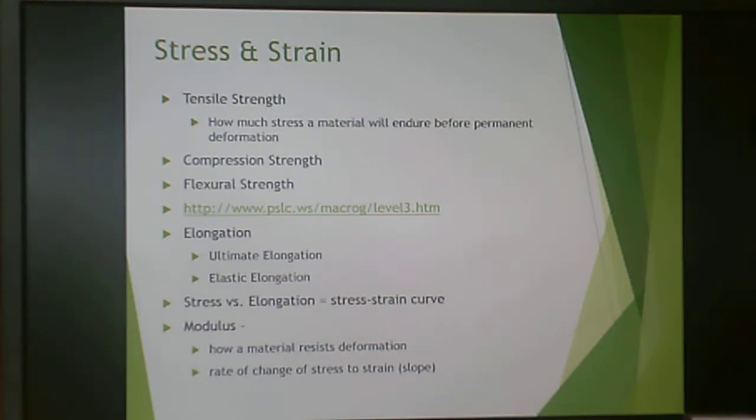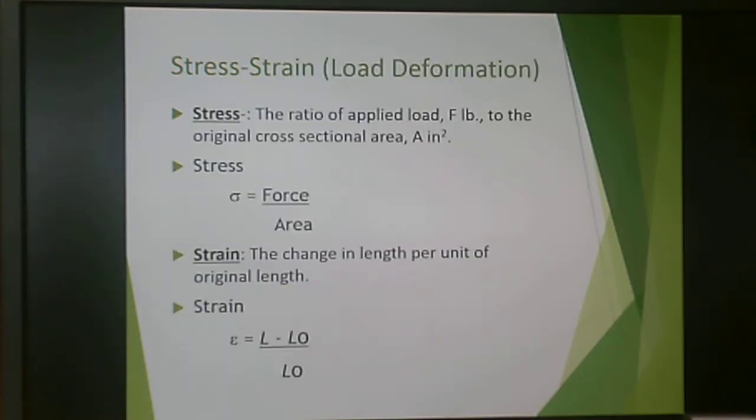The one you hear most often is tensile strength, and this is how much stress a material will endure before permanent deformation. You also will hear about compression strength, flexural strength, elongation, stress versus elongation, which creates the stress-strain curve, and the modulus. And a modulus is how a material resists deformation, or the rate of change of the stress to strain graph, or the slope of the initial strain. There are different types of moduli, which I will talk about briefly.